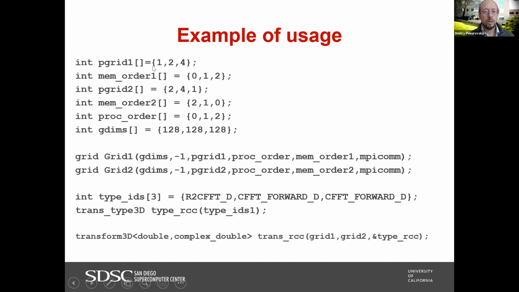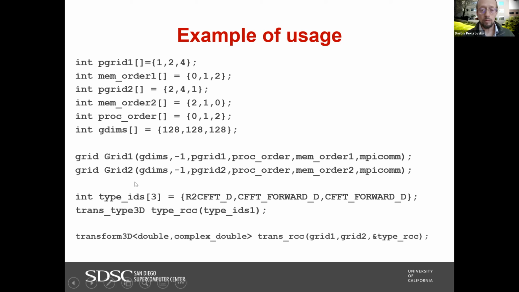Here we have the initial processor grid, let's say 2 by 4 processors. This is the initial memory ordering, basically the default ordering XYZ. This is the destination grid, again 2 by 4, but now different indices are decomposed. With destination memory ordering reversed, this corresponds to Z pencils. And this is the global grid dimensions. We just initialize the grid variable with these parameters for the initial grid and the final grid.